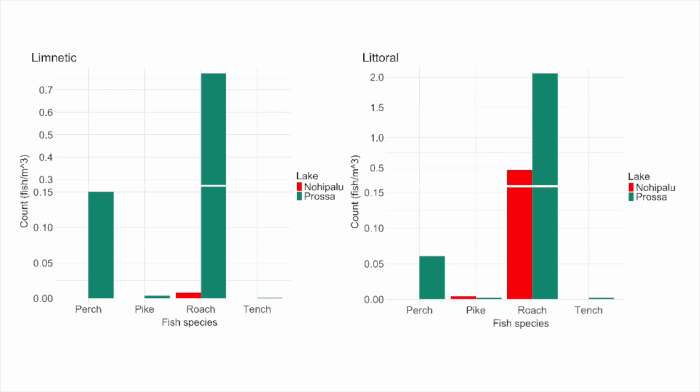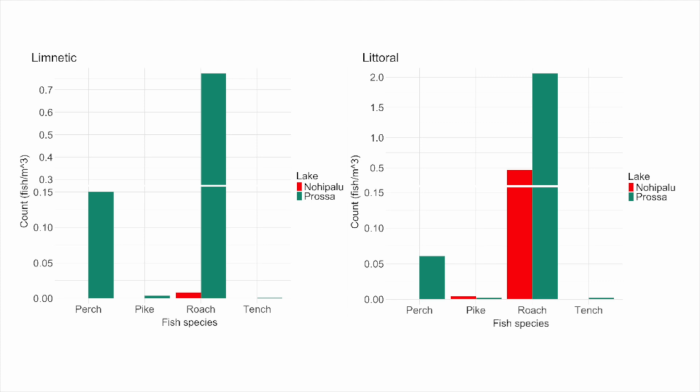First, I plotted the fish data and their populations in both lakes in the limnetic and littoral zones. Here you can see that the populations were very different in both zones of the two lakes. In the littoral zone, the common roach was the most dominating in both lakes. Perch was also quite abundant in the eutrophic lake, Lake Prussia, and undetected in the oligotrophic lake, Lake Nohipalu. The only other species found in Lake Nohipalu was pike, with a few individuals found in the littoral zone.